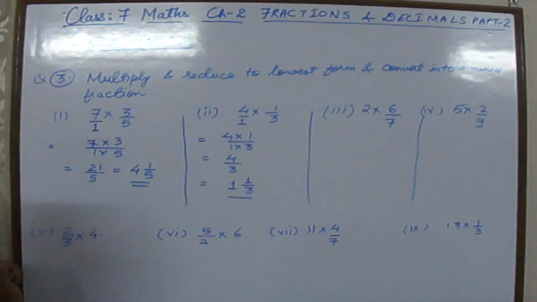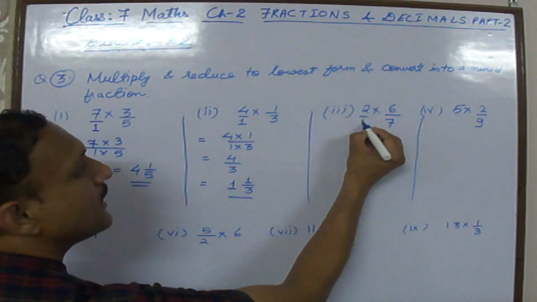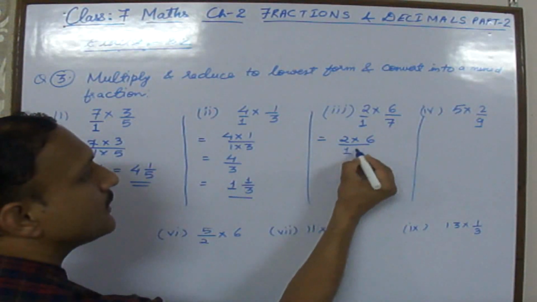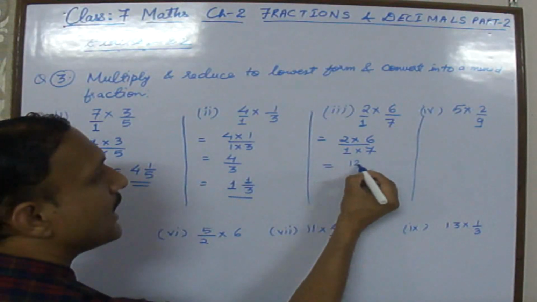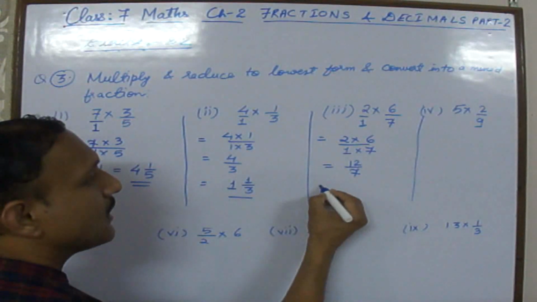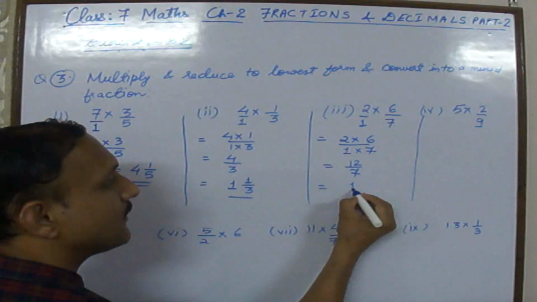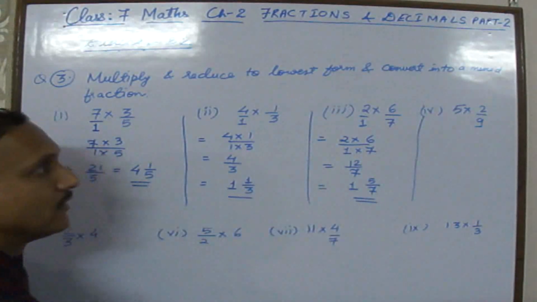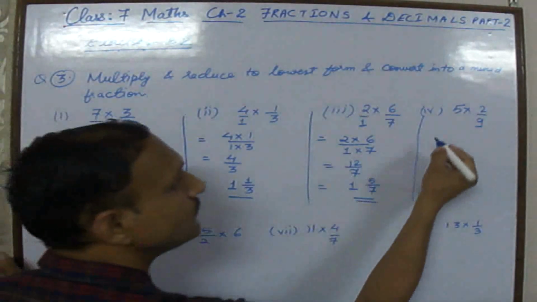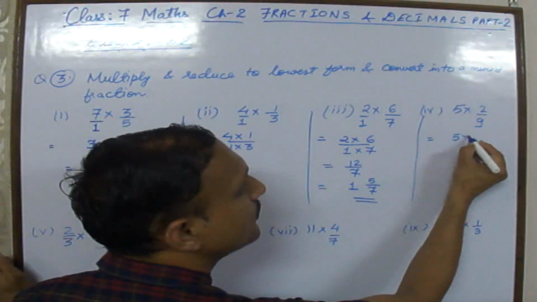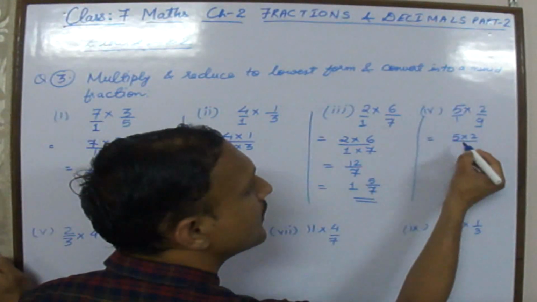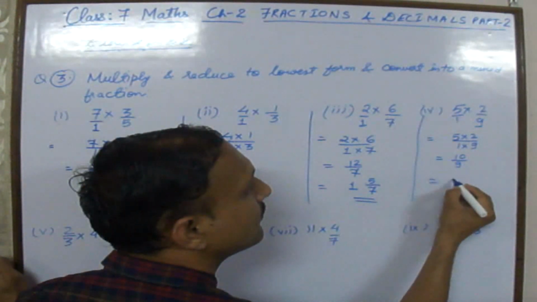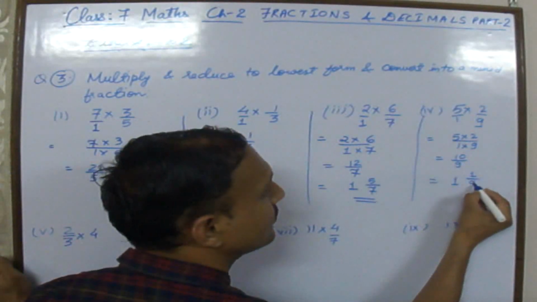Now 2 into 6 by 7, third one. Again let's put 1 as denominator. Multiply numerator with numerator and denominator with denominator. 2 6s are 12, 1 7s are 7. Now again converting into mixed fraction. 7 1 is 7, so 12 minus 7 is 5, 1 5 by 7. Now fourth one, 5 into 2 by 9. Put 1, 1 into 9, 10 by 9. That means 1 1 by 9.